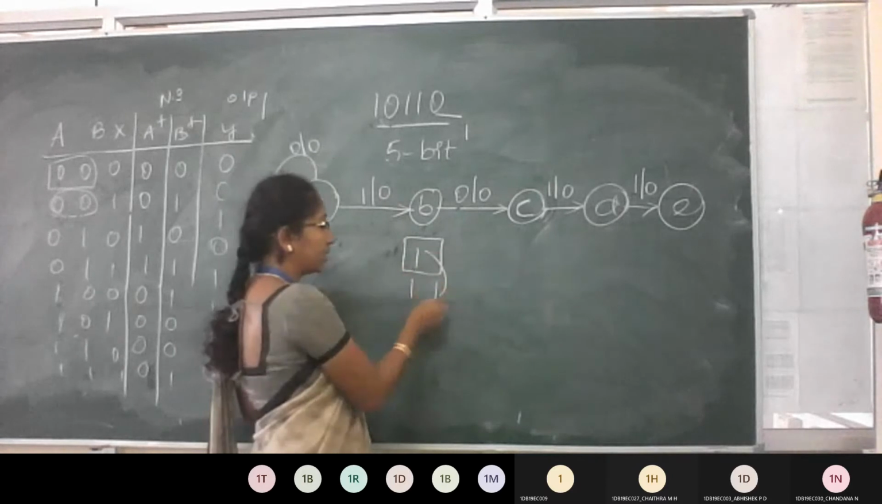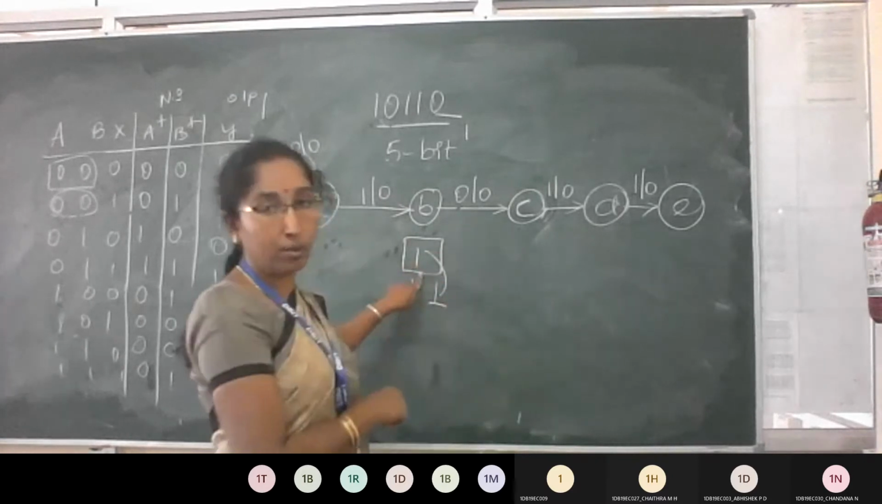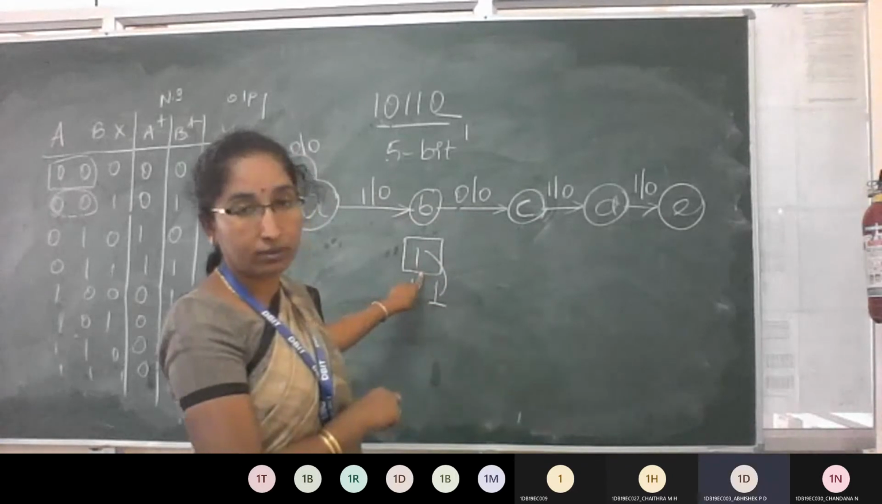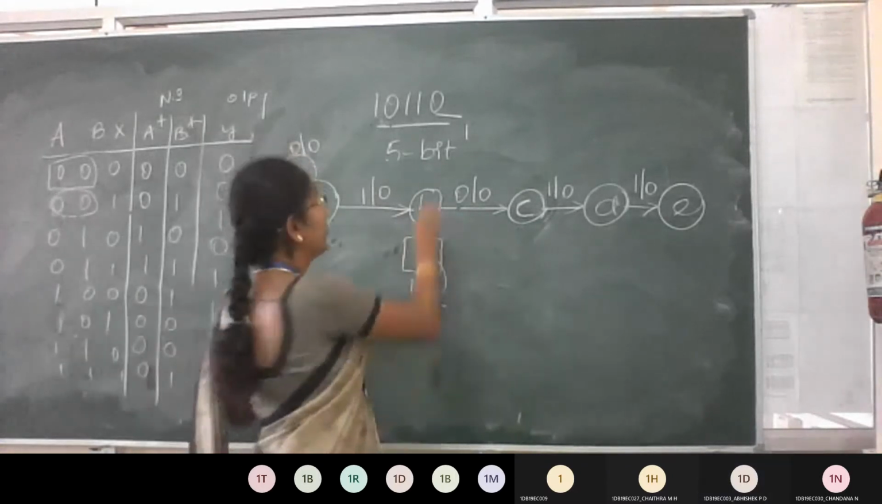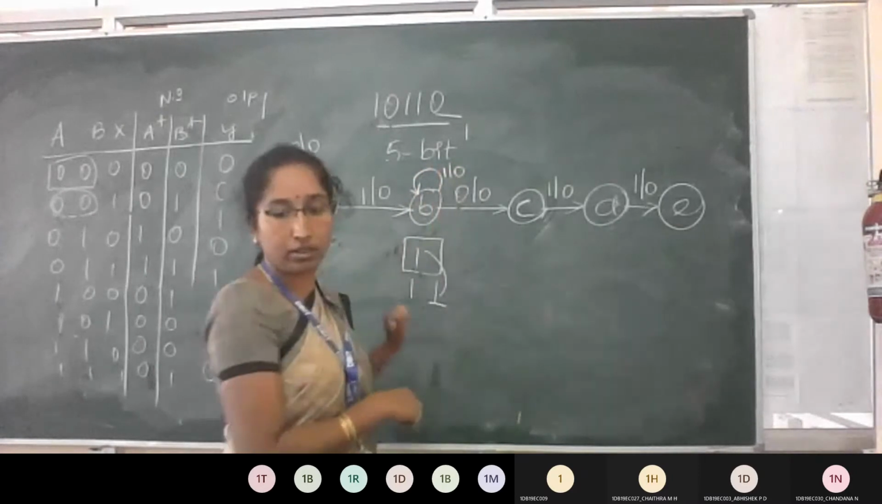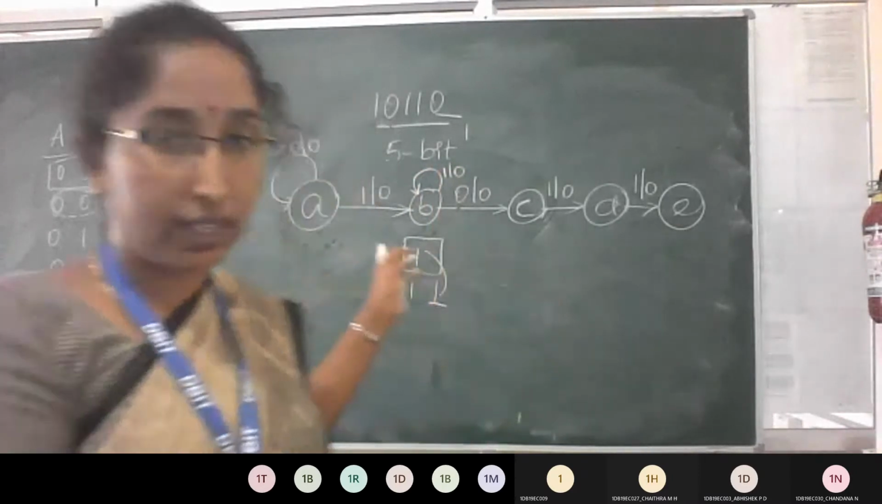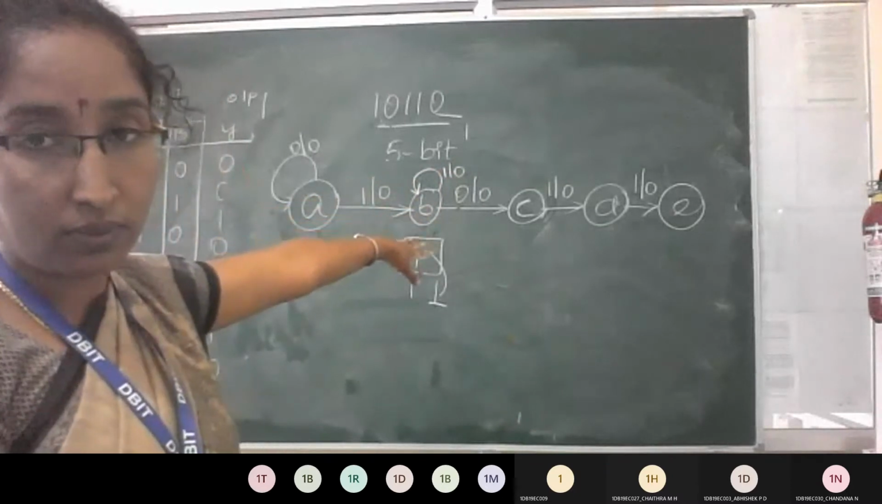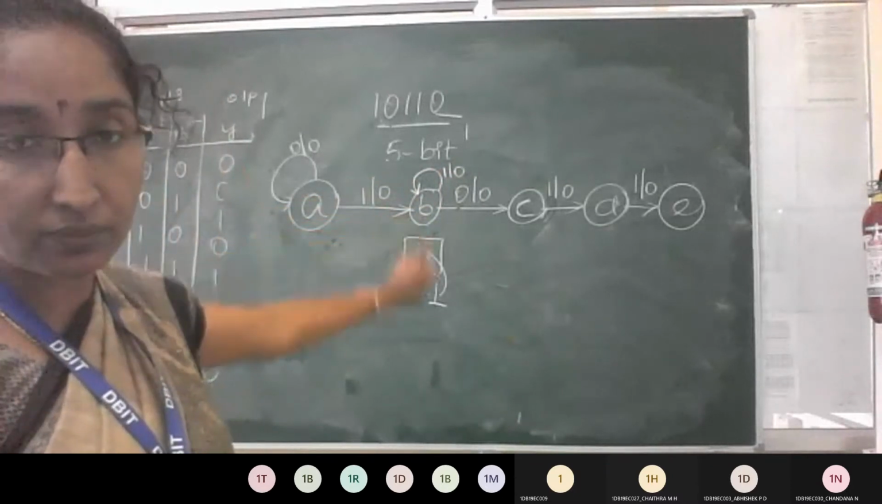So just compare the last bit with the bit in the box. Is it the same? Yes, ma'am. If it is the same, it will stay in the same state, B. When x is 1, output is 0. Is this clear?